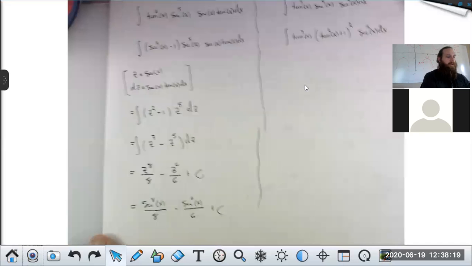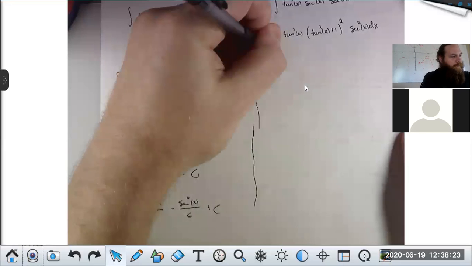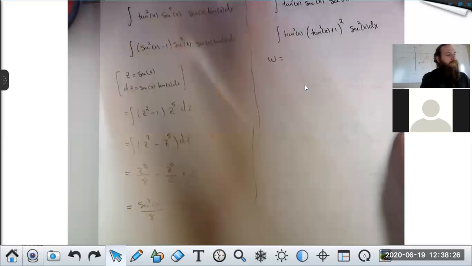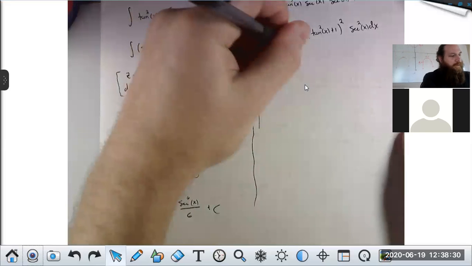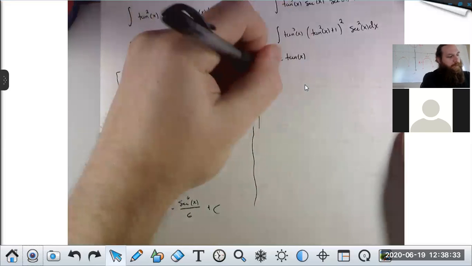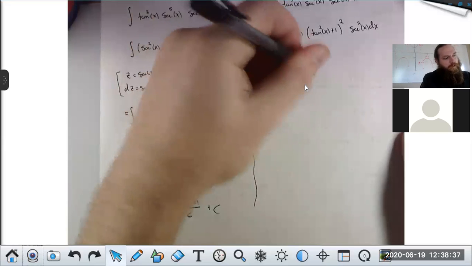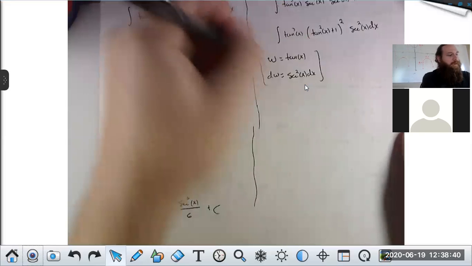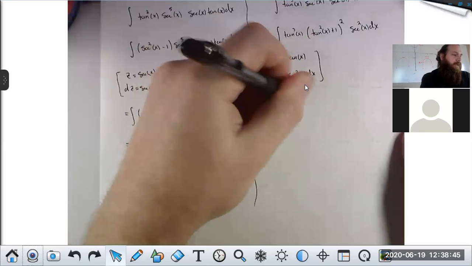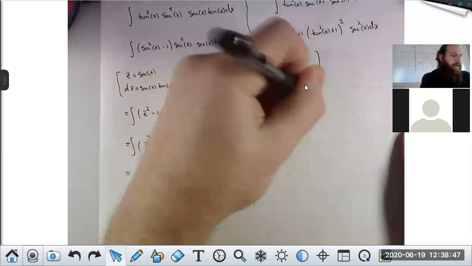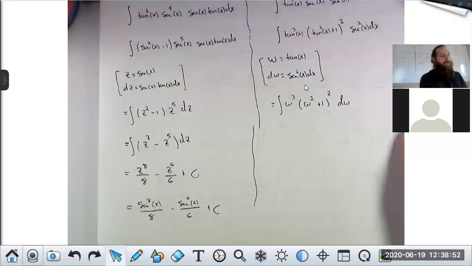The other guy, if I sub, I'll use a different letter here so things don't get confused. W equals tan x, then dw is secant squared x dx, and my integral becomes w cubed times w squared plus 1 quantity squared dw.